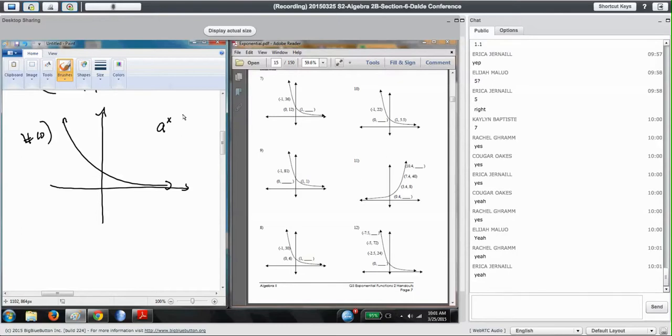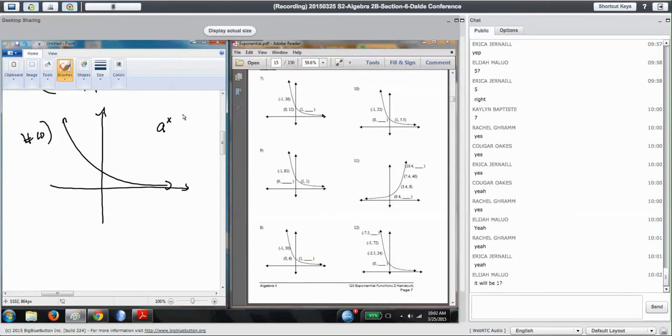Is it a big number? Is it a small number? Is it a negative number? Is it a small negative number? Is it a big negative number? Is it 1? Is it 0? What can you tell me about a? And I showed you this on Desmos. Do you remember? I just showed it to you like 10 minutes ago. Not even 10 minutes ago.